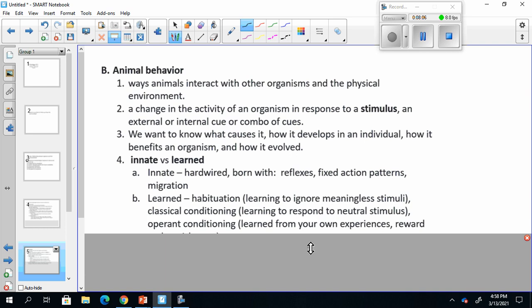All right, and then there are two big types of conditioning, which is a learned behavior. Classical conditioning is like Pavlov's dogs. Pavlov would ring the bell and then bring in food, and the dogs would eat the food. They started associating the ringing of the bell with food coming. So they started salivating and getting ready for the food because they associated the neutral stimulus of the bell with a reward that they were going to get.